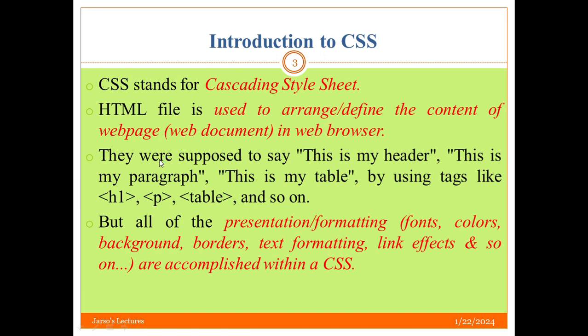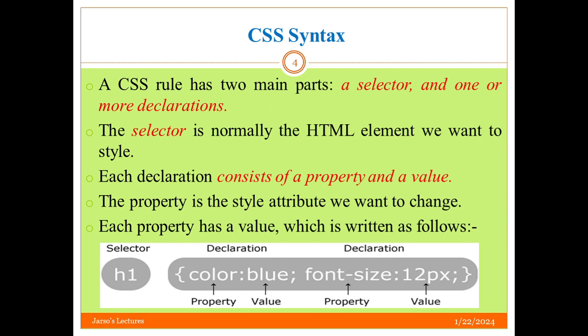Bear in mind, this is why we use CSS. Cascading style sheet is used to format the element which is already created by HTML. Definitions of HTML elements on the web page, on the web browser, are done by HTML files, by HTML tags, and its formats like different decoration, fonts, colors, background, borders, and text formatting, each of those formats can be done by CSS. This is the purpose why we use CSS or cascading style sheet.